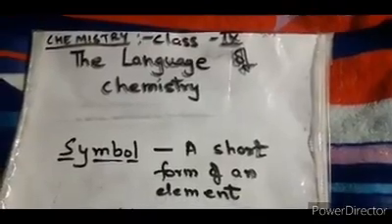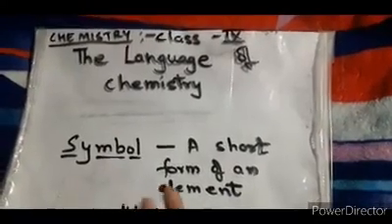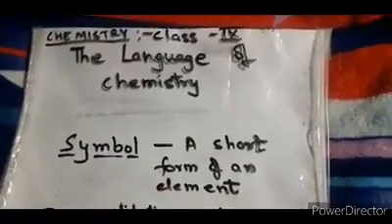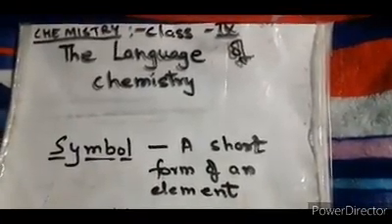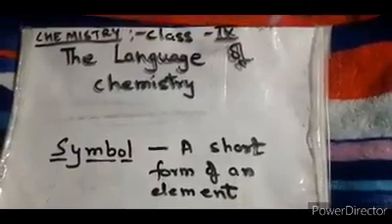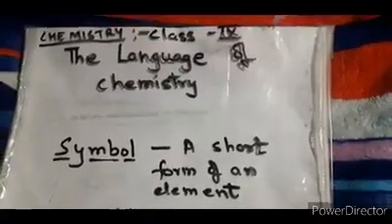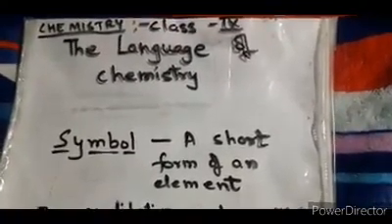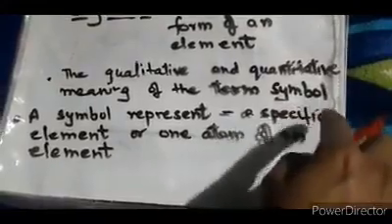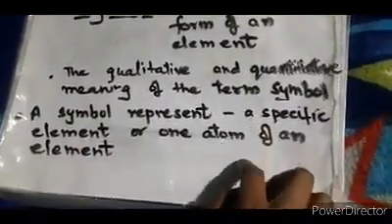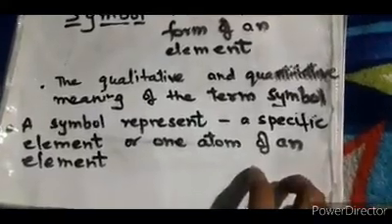But later on, different scientists came and they gave this concept of symbol, how you can give the proper symbol to a particular element. And in a broader concept, we have very different definitions, and we'll focus on the qualitative and the quantitative meaning of the symbol. The first symbol represents a specific element or one atom of an element.